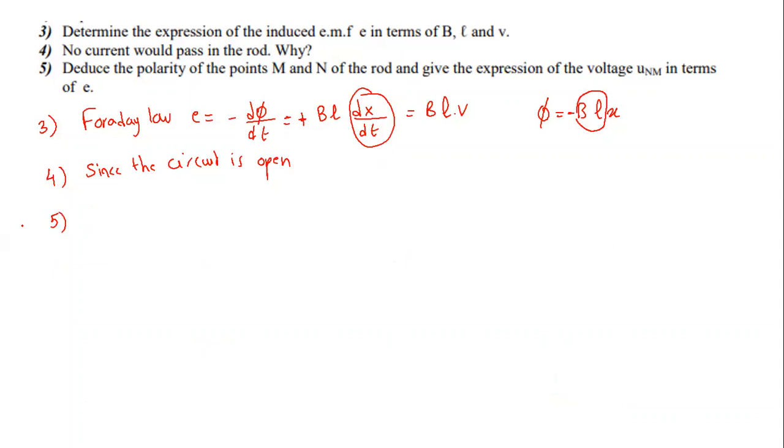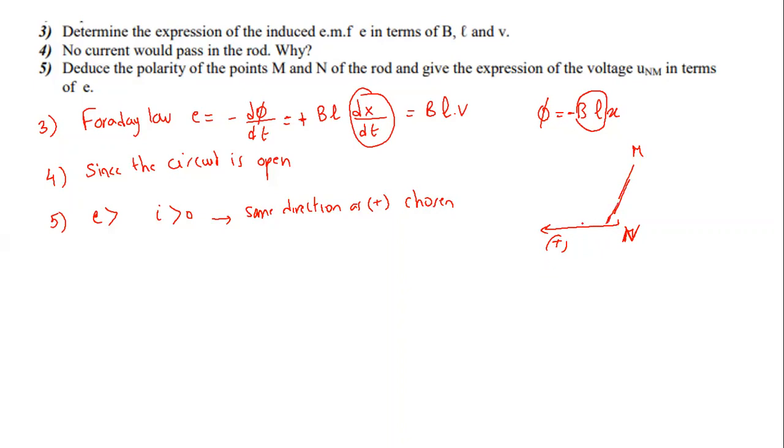Now part 5: deduce the polarity of the points M and N of the rod and give the expression of the voltage U_MN in terms of E. In order to find the polarity, if I had a current, then the current would have the same sign as E. E, the electromotive force, is positive, which means the current would be positive, in the same direction as the positive direction chosen. That positive direction was like this, and this was the point N, sorry, this is N, and this was the point M.